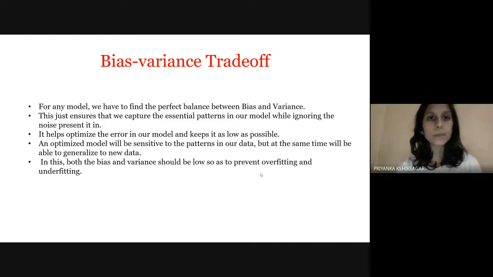Next we cover the bias-variance trade-off. For any model, we have to find the perfect balance between the bias and the variance. This ensures that we capture the essential patterns in our model while ignoring the noise present in it. This will help optimize the error in our model and keep it as low as possible. An optimized model will be sensitive to the patterns in our data, but at the same time, will be able to generalize to new data. So, both the bias and variance should be low so as to prevent overfitting and underfitting.